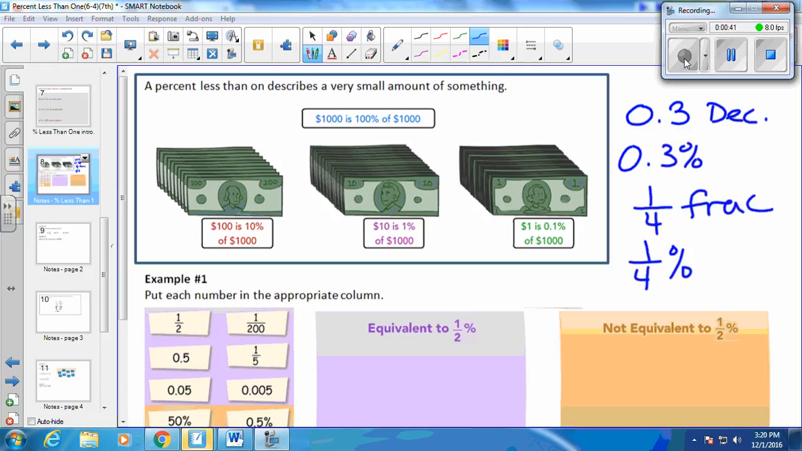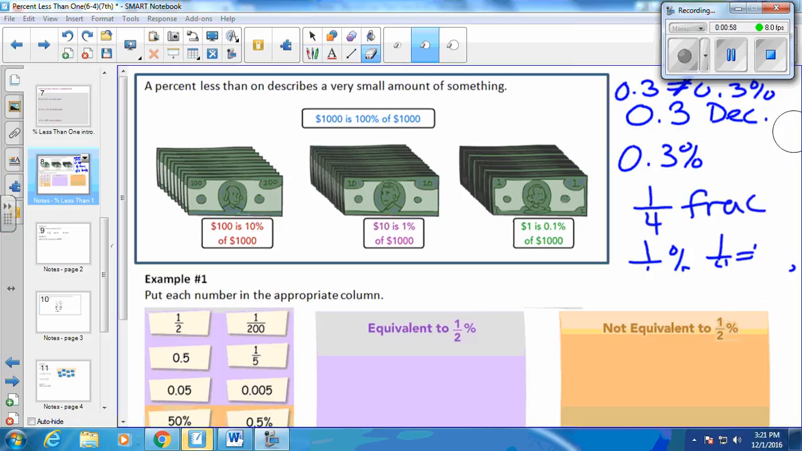And these are not equal to each other. 3/10 is not equivalent to 3/10%. Just like 1/4 is not equivalent to 1/4%. They mean something completely different.